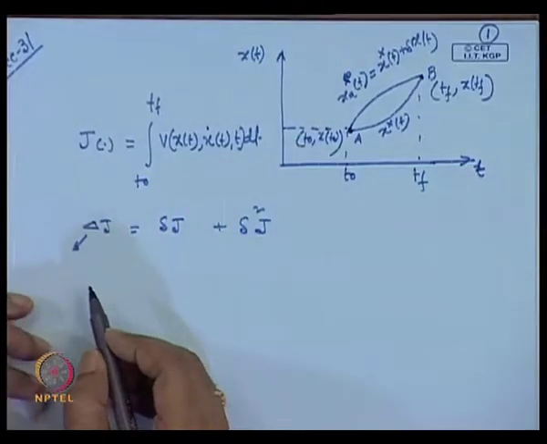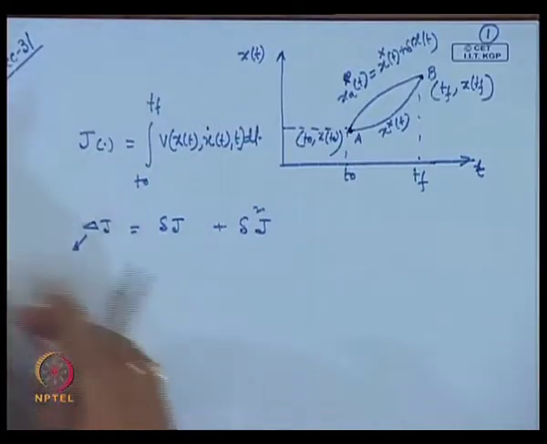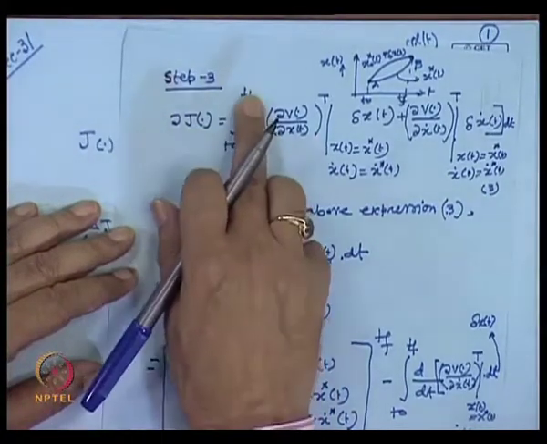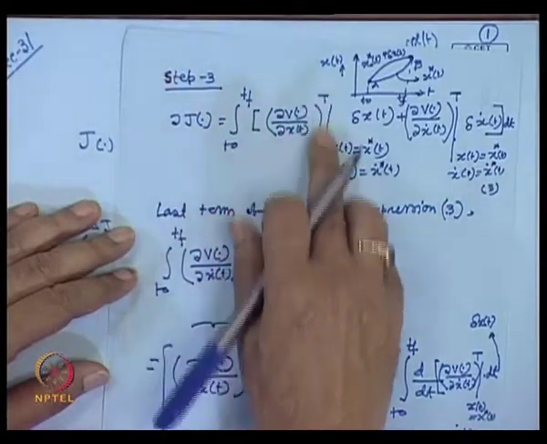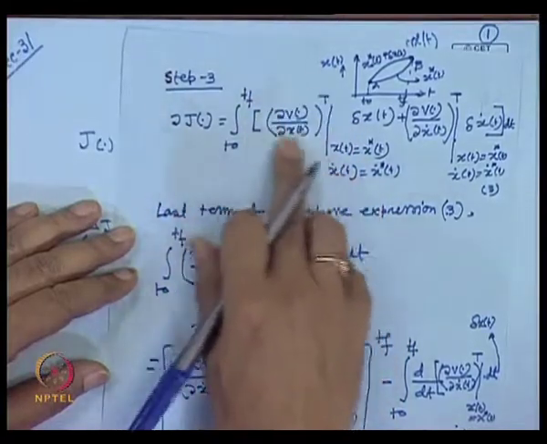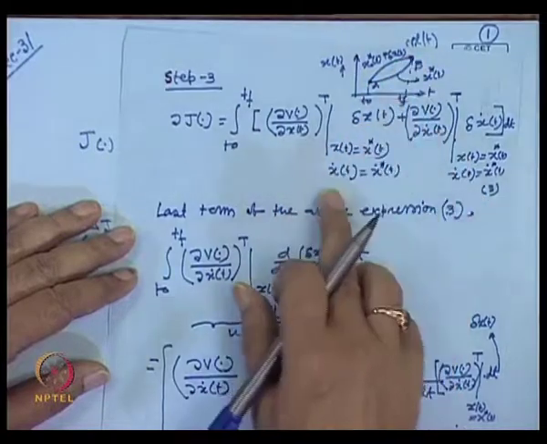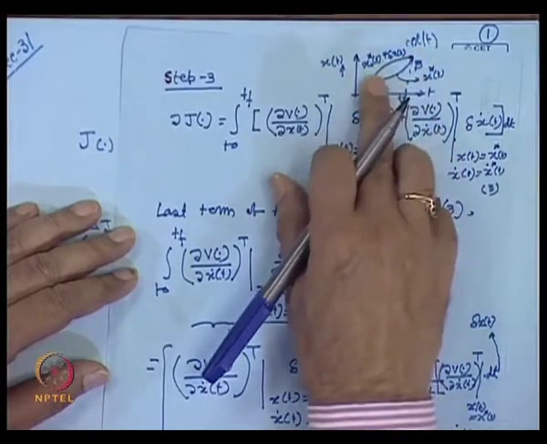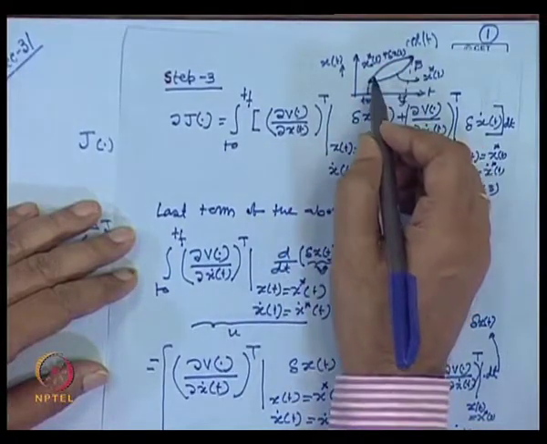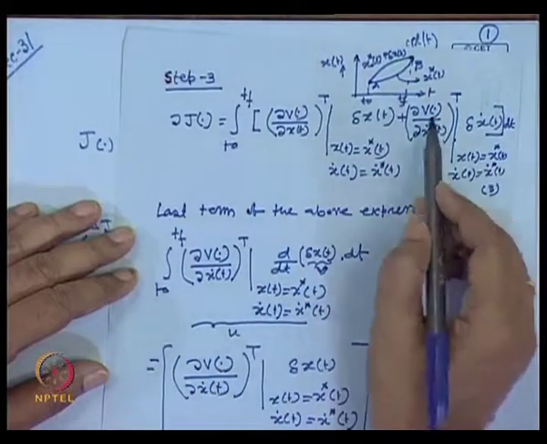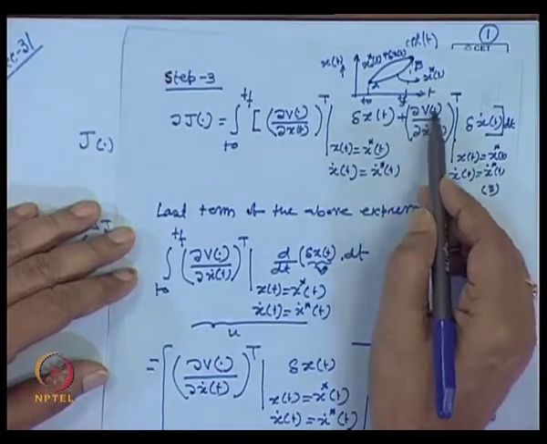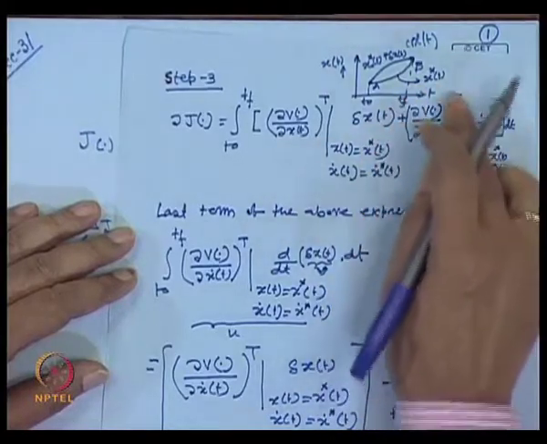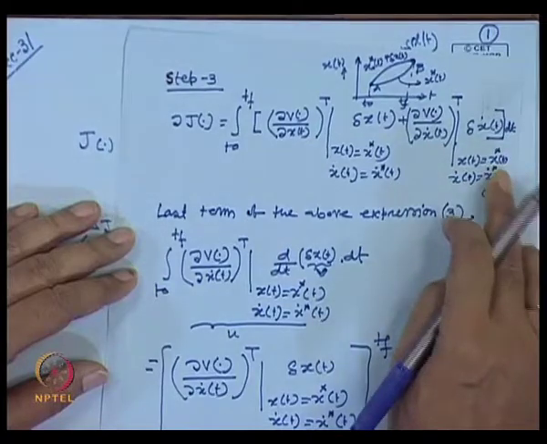We got this in step 3, if you recollect, yesterday: delta J is equal to the integral from t0 to tf of the partial derivative of V with respect to x, transpose, a vector evaluated along the trajectory, multiplied by delta x. Delta x is the change in coordinates of x when moving along the neighboring trajectory of the optimal trajectory x star. And the second part is the partial derivative of V with respect to x dot, transpose, evaluated at x equal to x star, x dot equal to x dot star, multiplied by delta x dot.